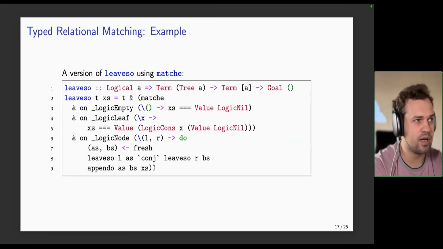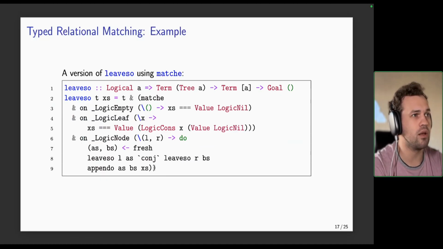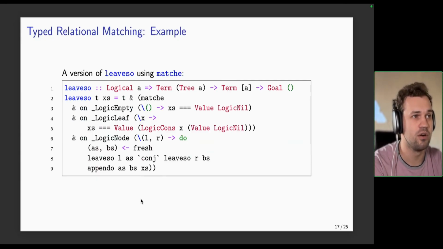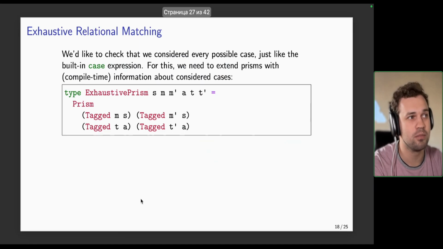So for example, again, the example with leaves will work something like this, where we specify each alternative using on. Now, this version of matchE works, but it is not total. It doesn't check that we have actually verified all of the constructors. And for relational programming in general, this is fine. But sometimes you still want to make sure that for a particular version, you have traversed all of the possibilities.